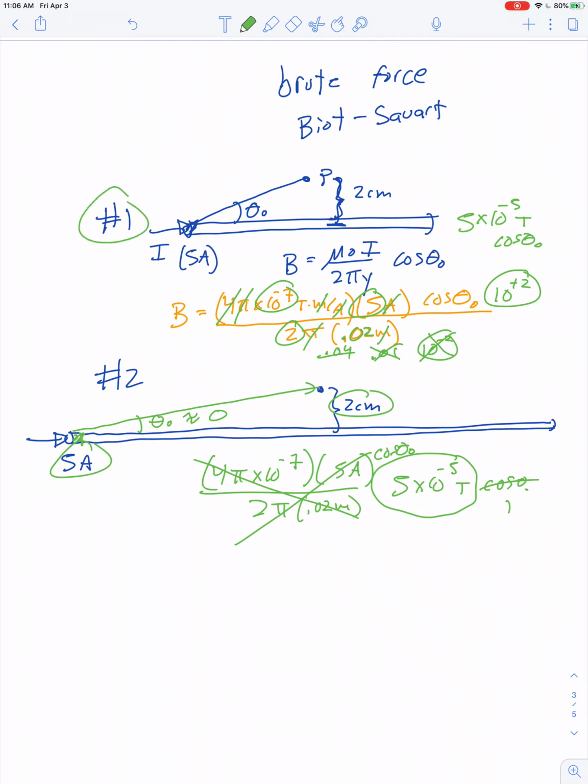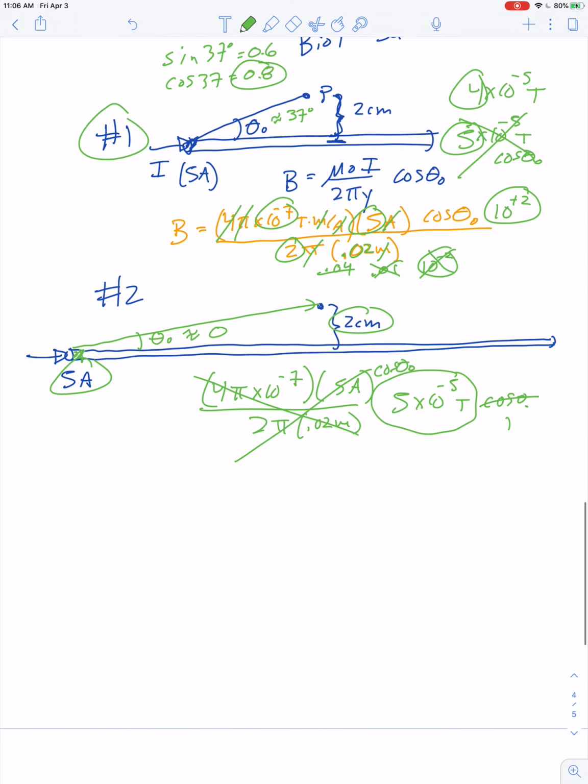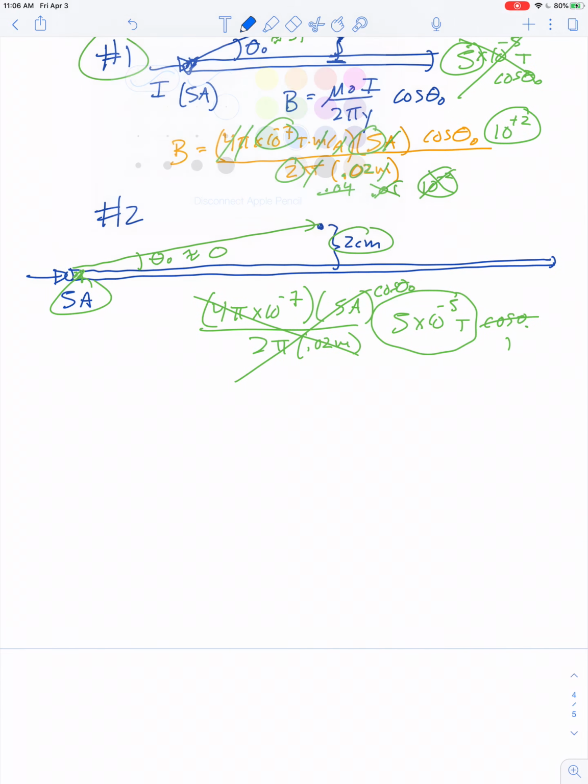Whereas in case number 1, theta naught might be, I don't know, we can make up a number and call it, just for the heck of it, let's pretend it's 37 degrees. Well, I believe that the sine of 37 degrees is 0.6, and the cosine of 37 degrees is 0.8. So in this case, we would get something more like 4 times 10 to the negative 5th Tesla, right? Because if we multiply 5 times 0.8, that would give us 4. So as long as the wire is really long, we can ignore the cosine of theta naught that shows up.